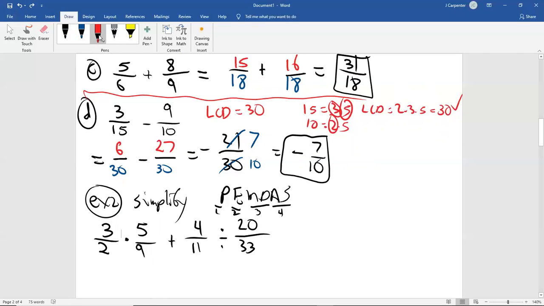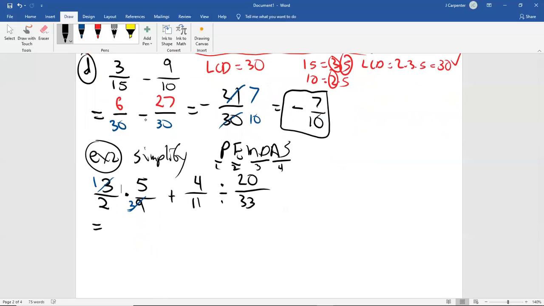All right, that's a product, so we're just going to reduce whatever we can. 2 and 5, 2 and 3, 5 and 9. Nope, none of those reduce, but 3 and 9 do. 3 goes into 3 once and into 9 3 times. Then multiply that straight across. 1 times 5 is 5, over 2 times 3 is 6. So that's 5/6.